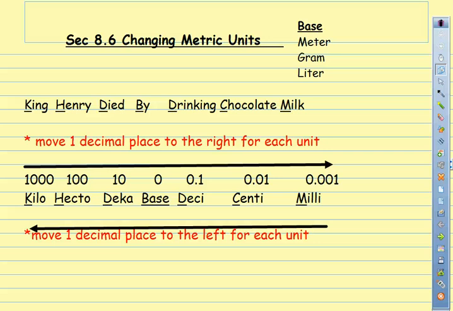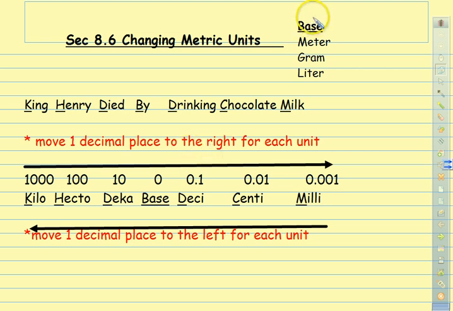Alright, today we are working with section 8.6, changing metric units. And I think you're going to find today that changing the metric units is actually a lot easier than the customary units of measurement, because all you have to do today is move a decimal point.